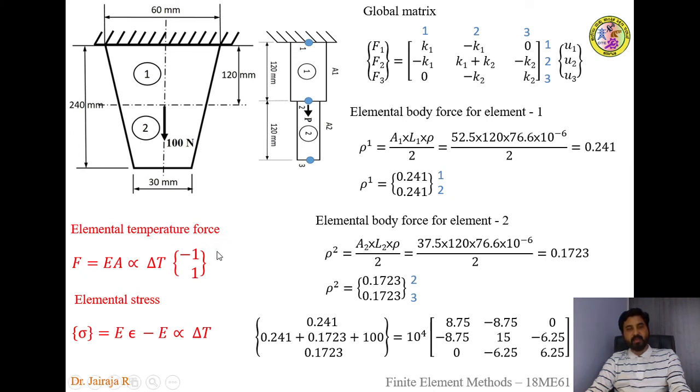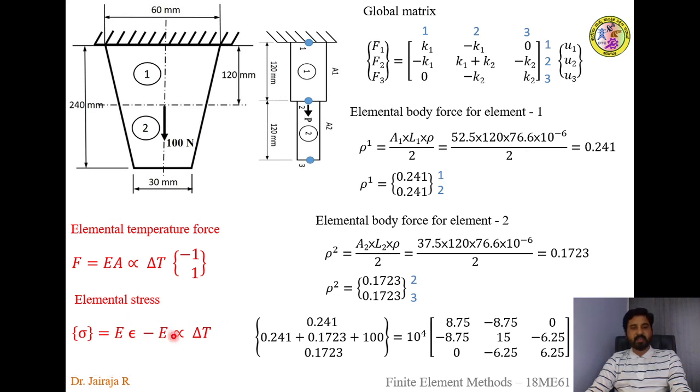If element 1 is formed between node 1 and node 2, you will get the same value for node 1 and node 2. Similarly, for element 2 also, you can calculate the elemental temperature force using this equation. So how do we obtain the elemental stresses? If the change in temperature is given along with the externally applied force, sigma is equal to E into epsilon minus E alpha into delta T. If temperature is not given, stress is obtained as sigma equal to E into epsilon.